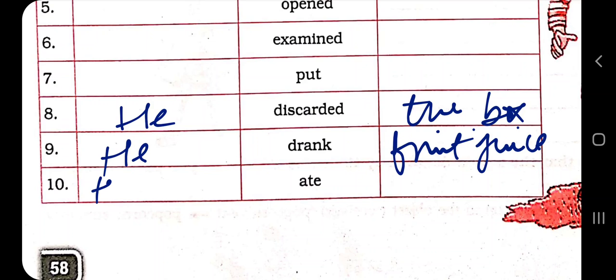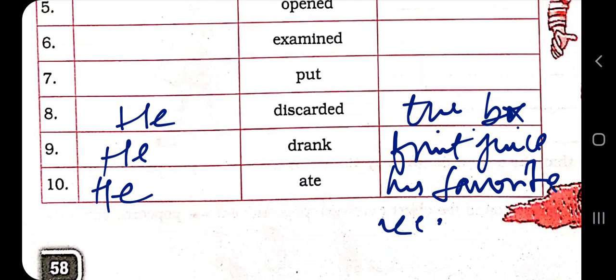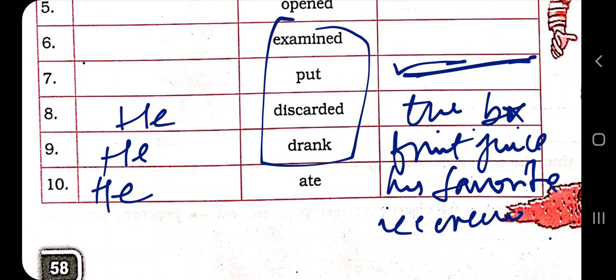He ate what? His favorite ice cream. So in all this part there is an object, and this is the verb, and this is a noun or pronoun, or there may be a noun phrase.